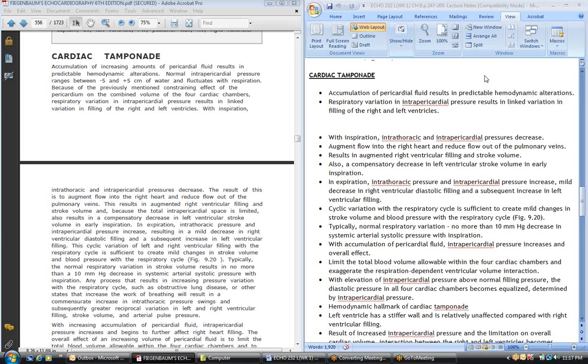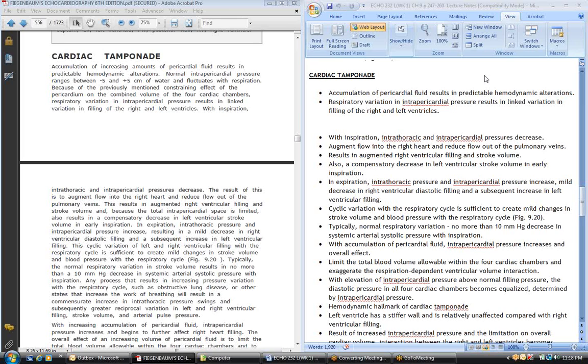Cardiac tamponade is an accumulation of pericardial fluid resulting in a predictable hemodynamic alteration. Respiratory variation in the interpericardial pressure results in linked variation in filling of the right and left ventricles. That's the key to knowing if you've got cardiac tamponade. There's a couple of signs that we'll talk about in just a few minutes, one of which is respiratory variation in your inflow, that would be your mitral and your tricuspid flow.